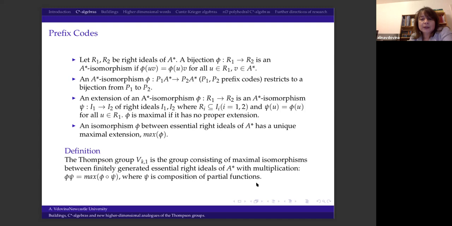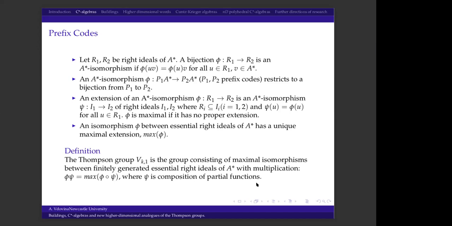And now we are ready to define the Thompson group BK1. It's the group consisting of maximal isomorphisms between finitely generated essential right ideals with multiplication phi psi equals the max of their composition, where we look at the composition of partial functions. Okay, any questions about this slide?